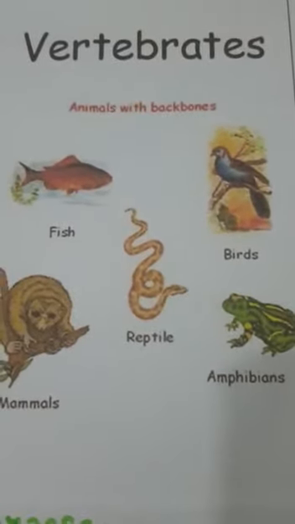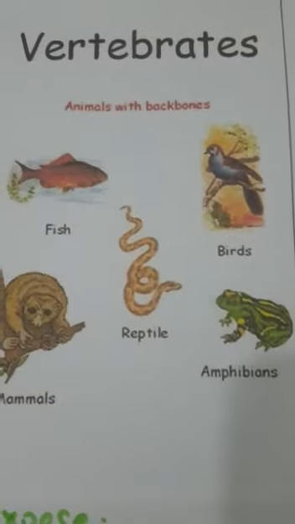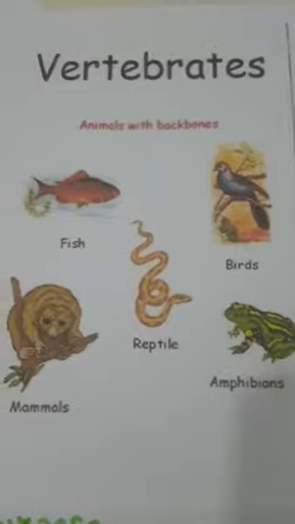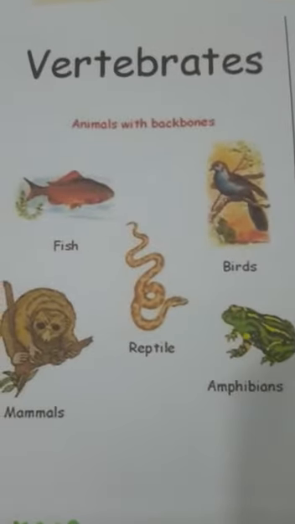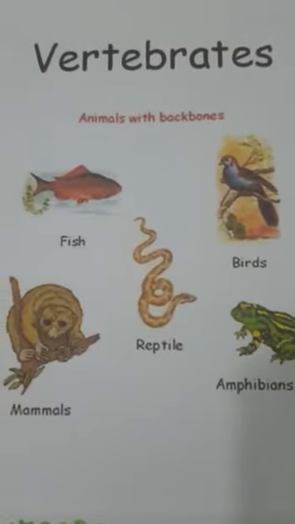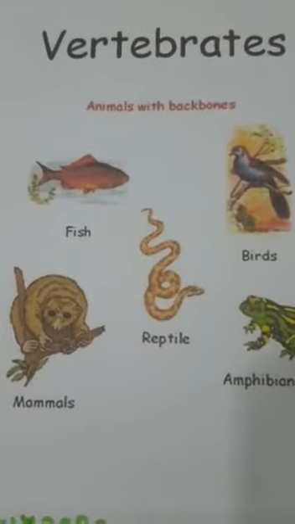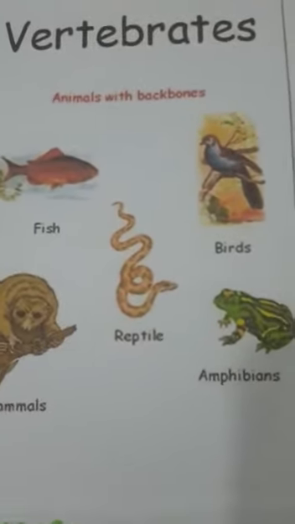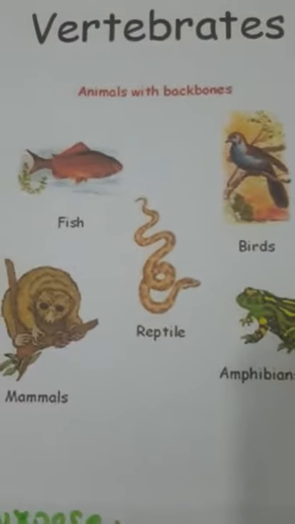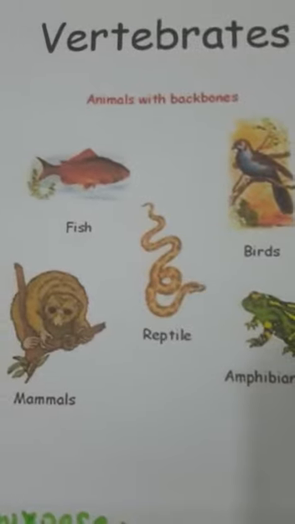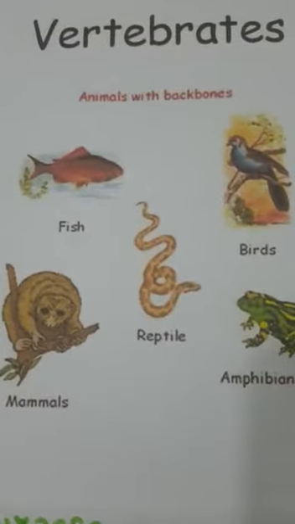Amphibians have moist and slimy skin. They lay eggs in water and are cold-blooded. Mammals have fur or hair and they feed their young ones on milk and are warm-blooded. Humans are mammals as well. Reptiles have dry, scaly skin. They lay eggs on dry land and are cold-blooded.